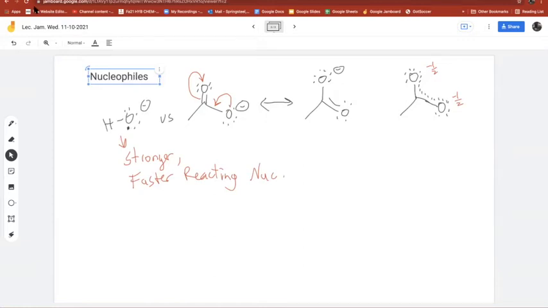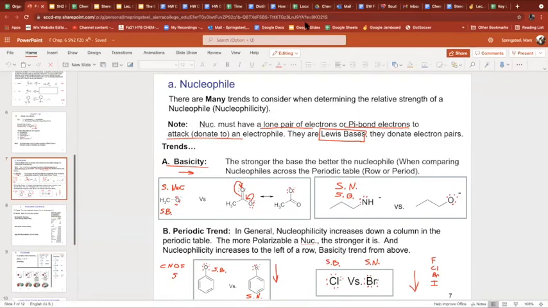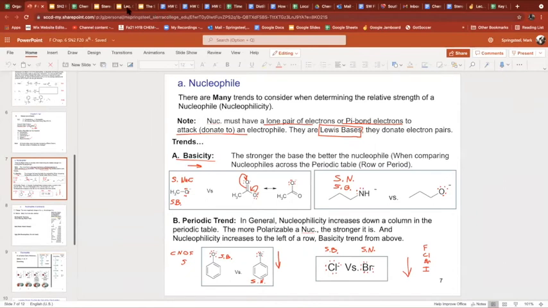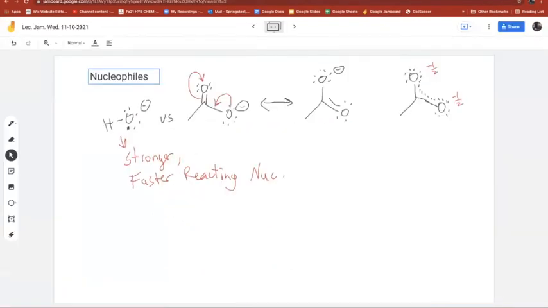Let me glance at my notes here. I don't like that basicity stuff. Yeah, I'm not going to do that. You're all lucky. I've gotten better at explaining this stuff. Okay. Next up, so that was negative charge. Having negative charge makes you a stronger nucleophile. The next thing I'll talk about is periodic trends.